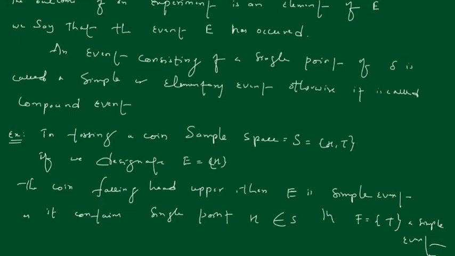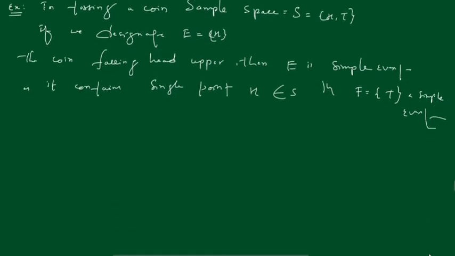So event E equals to h, it's a simple event. Similarly event F we are taking, it is also a simple event. A single element is there, a single point is there. So next, one more example, we'll take the second one.